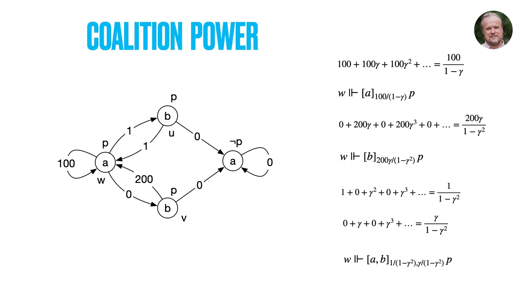Unlike resource-bounded coalition logic, we keep track not of the total cost to all agents, but of the cost to each agent in the coalition. So we'll say that coalition AB has a strategy to maintain condition P with costs at most 1 over 1 minus gamma squared to agent A, and at most gamma over 1 minus gamma squared to agent B.